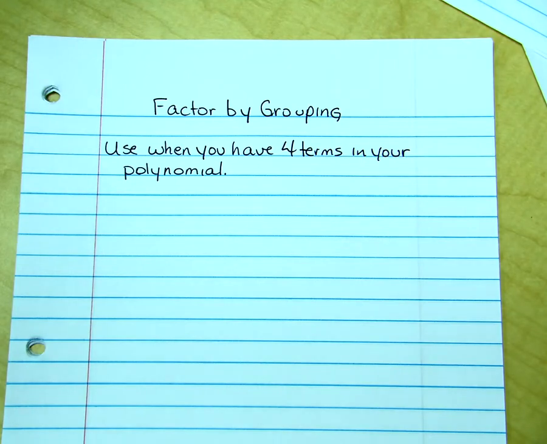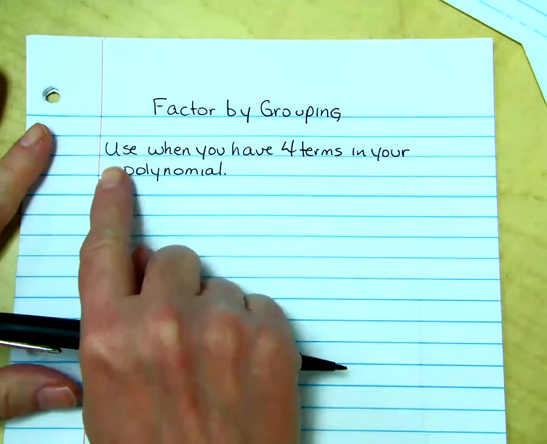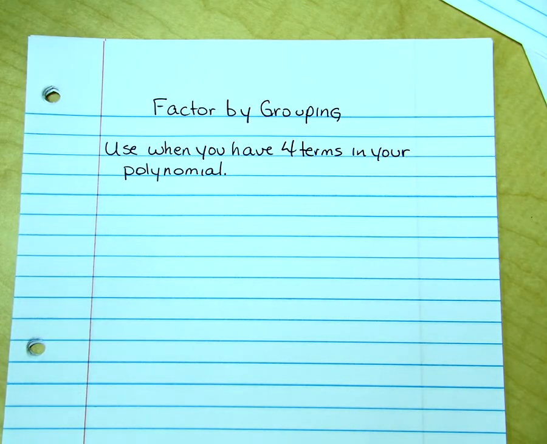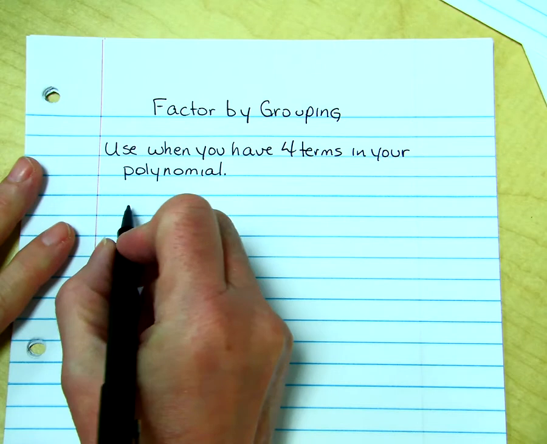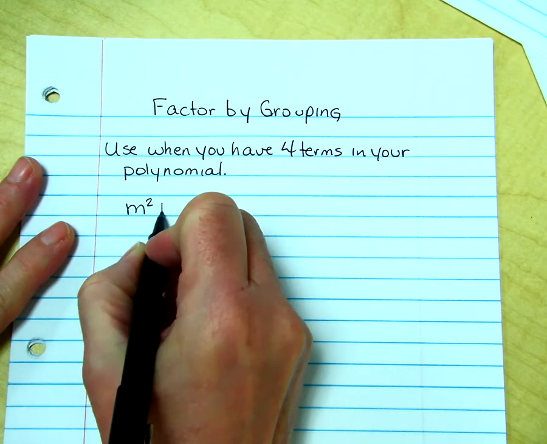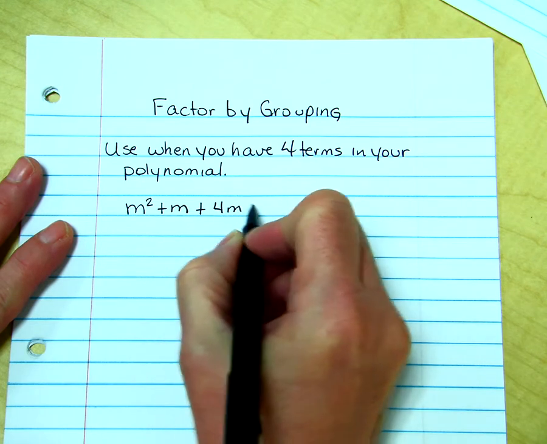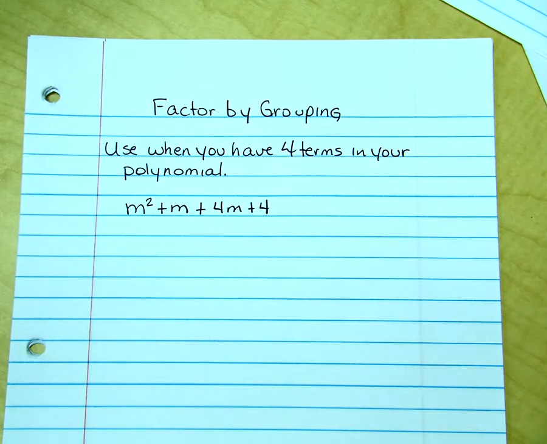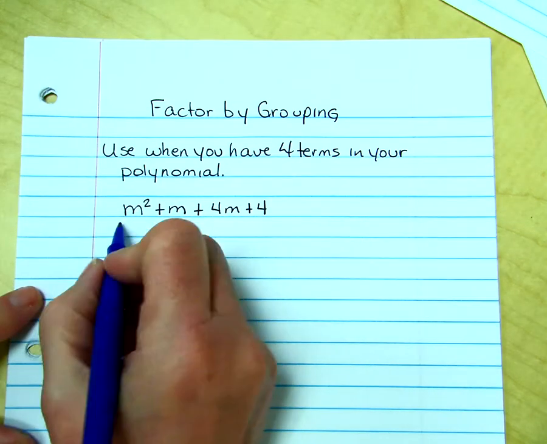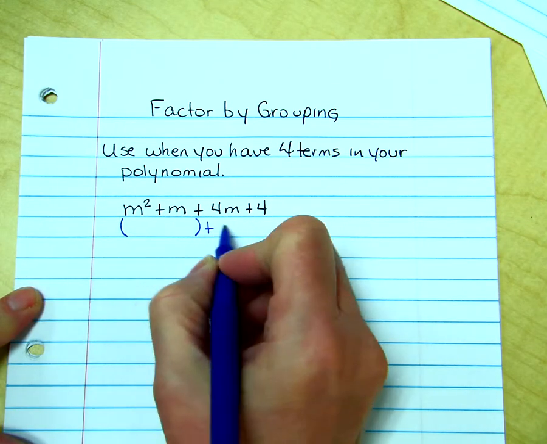In this video, we will look at factoring by grouping. To factor by grouping, you use this whenever you have four terms in your polynomial. For example, m squared plus m plus 4m plus 4. Here I have four terms, and the first thing I'm going to do is set up my groups.